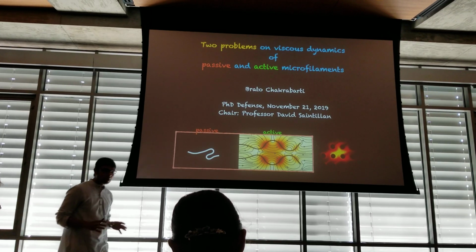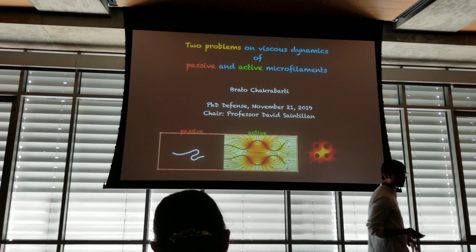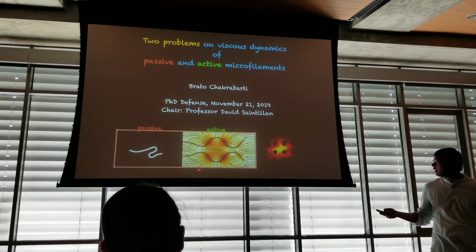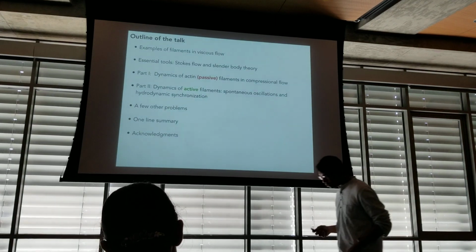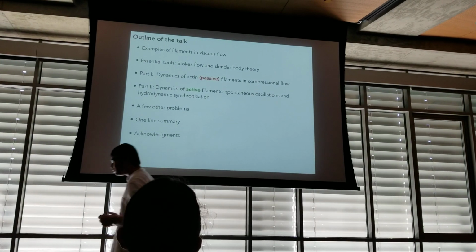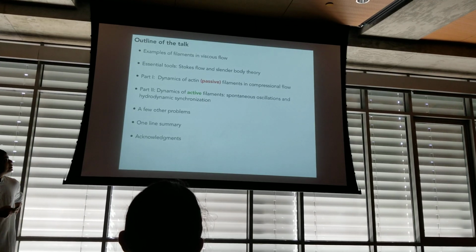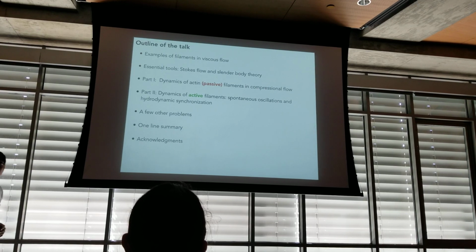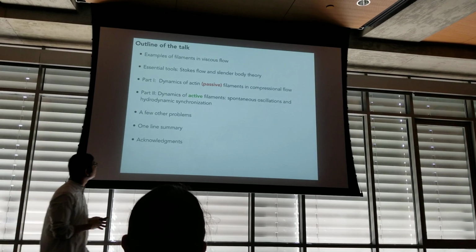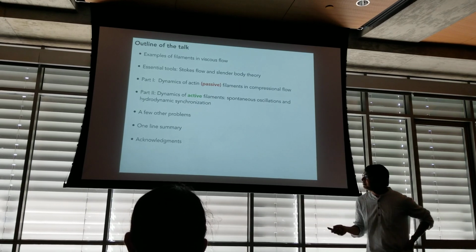So instead of telling you about all these problems in a small APS style talk, I thought I would just talk about 2 problems, one about a passive and one about an active filament. I will tell you in a moment what they are. So this is the broad outline. I will start by telling you why it's interesting to study filaments in viscous flow. Then generally outline some of the tools that I'm going to use throughout the talk, discuss these 2 problems, and hopefully I will have just enough time to talk about a few other problems that I worked on, and then I will try to summarize.